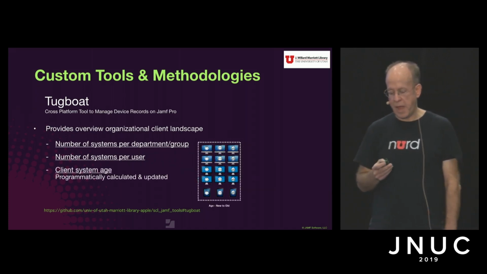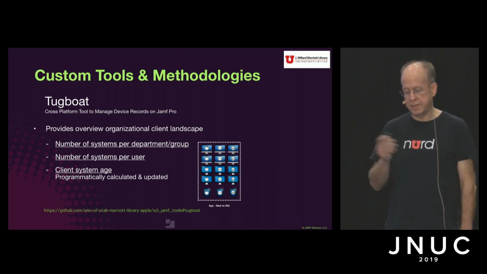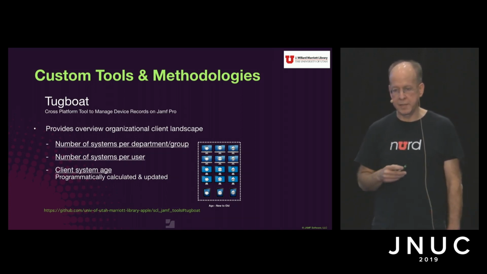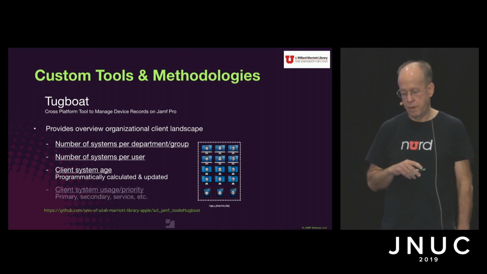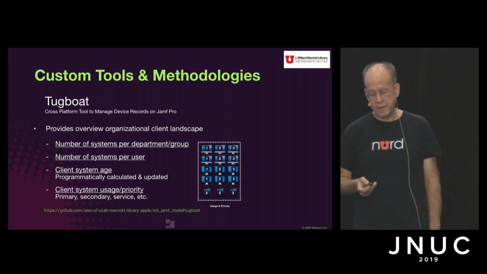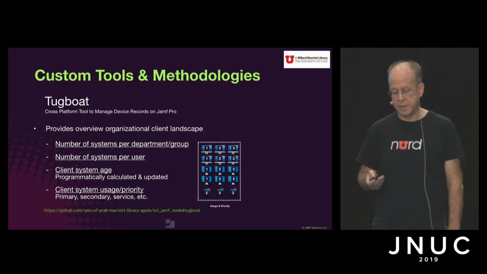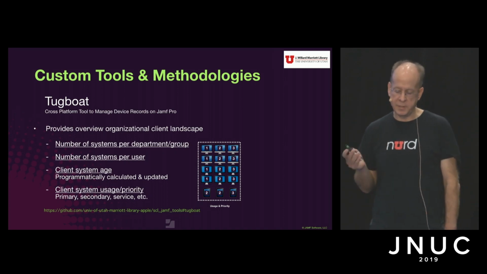Client system age: we programmatically have an extension attribute that calculates the age of the Mac systems, and on the Windows systems, we use a scripting server that will update the age based on the client's manual entry. And then we use definitions called primary, secondary, and service to define the importance of the system, and we're planning on tying to key server idle access to know how often that machine's been in use.